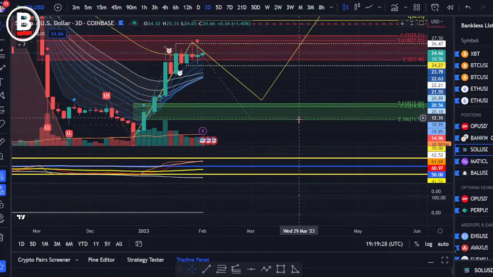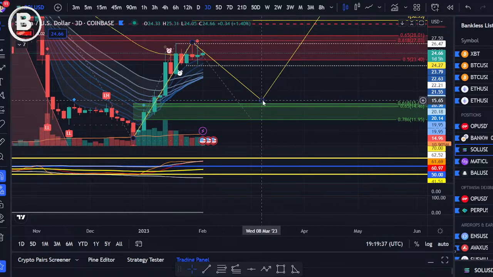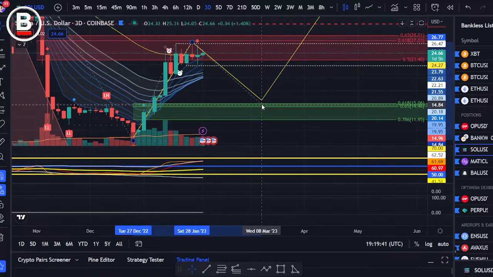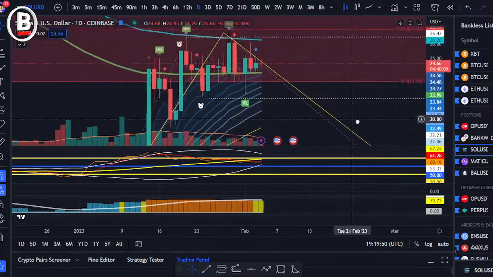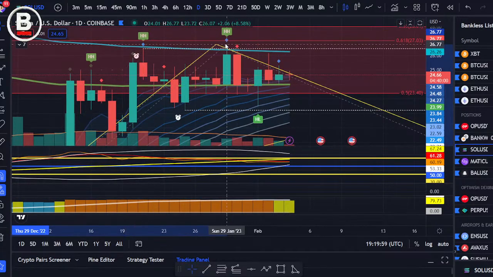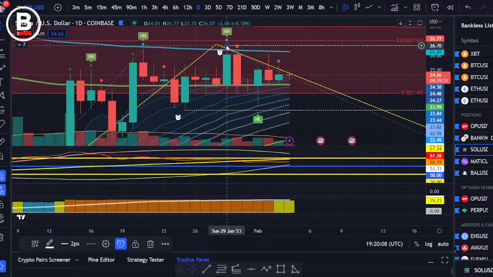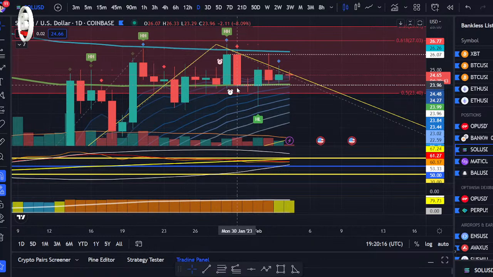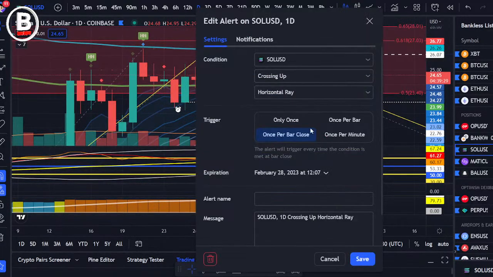I already have a short to buy Solana back at 15. So 15 is right about the golden pocket. I think I have it slightly above 15. So we want to be notified. Here, let's go to the daily. Let's check out what we got going on. On the daily, we have a range that we are in. We want to know if this crosses to the upside, crossing up once per bar close.